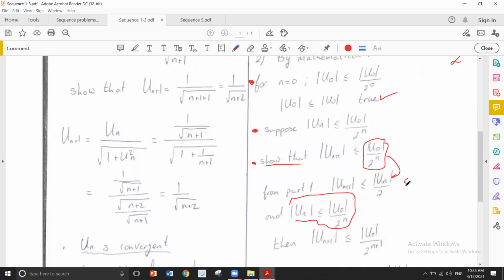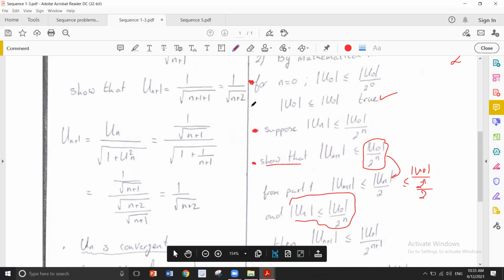It becomes less than u0 over 2 to the power n, over 2, which becomes 2 to the power n plus 1. So mathematical induction has 3 steps. Any questions?